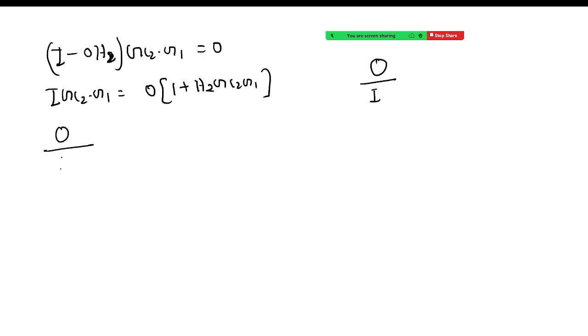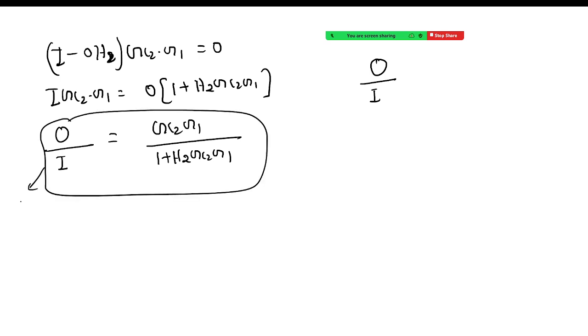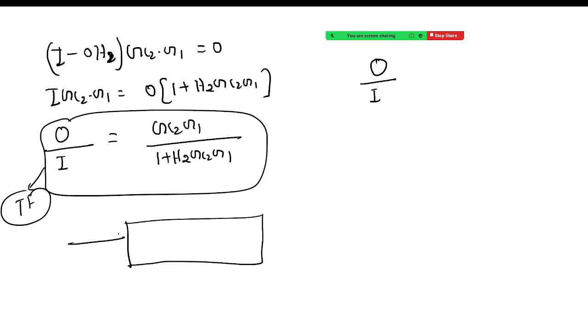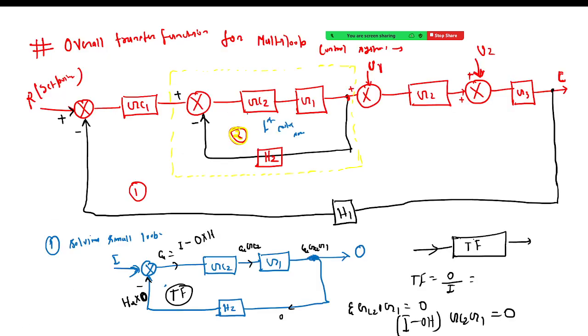So the value of O divided by I is equal to Gc2 G1 divided by 1 plus H2 Gc2 G1. So this is our transfer function. The transfer function here I will be placing in the loop now, in place of that bigger loop, a smaller loop, right? 1 plus H2 Gc2 G1, right? So I will be placing this block over here in this particular place, right?